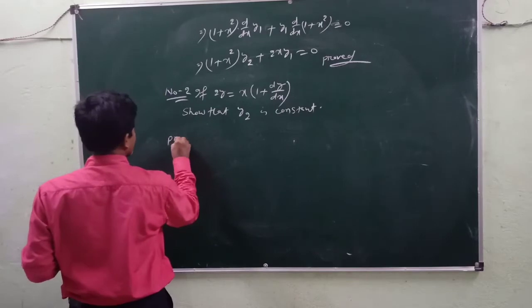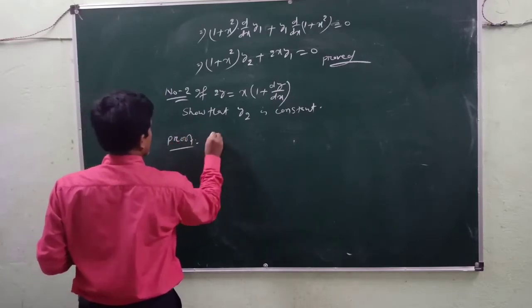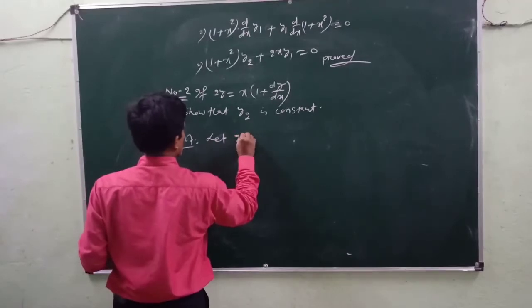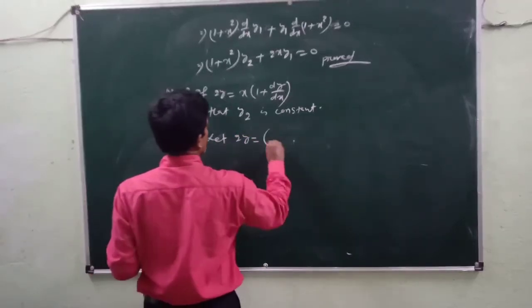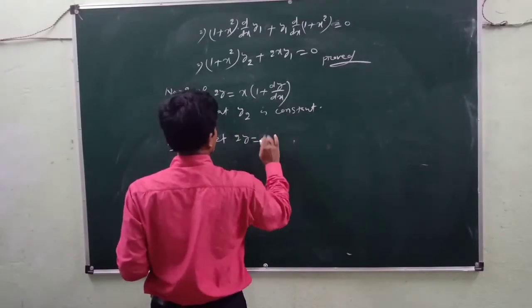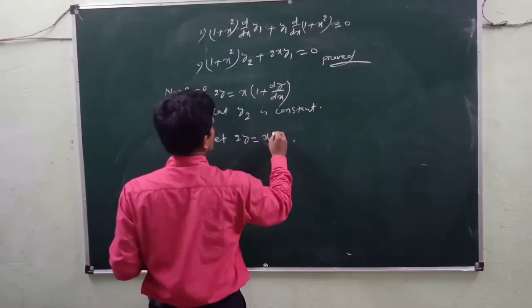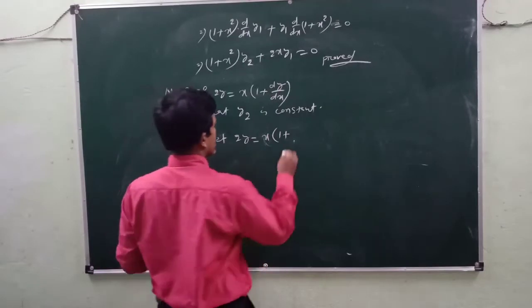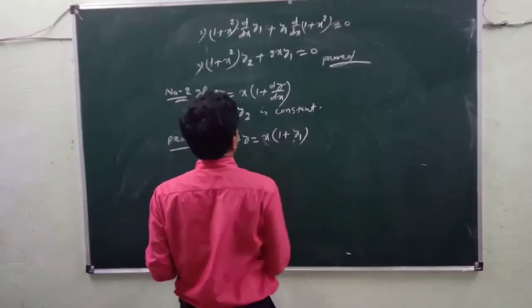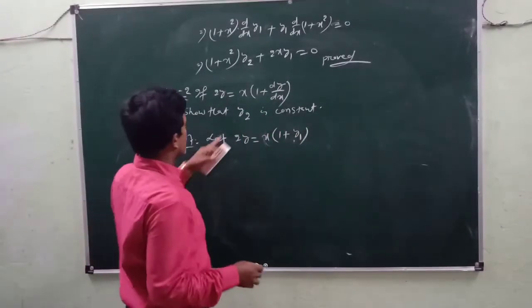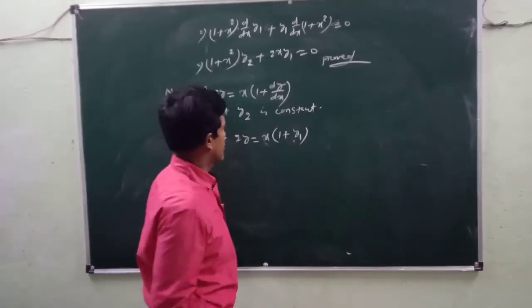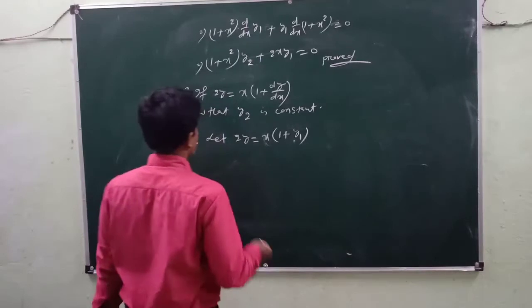Proof. Let 2y equal to x into 1 plus dy by dx. I write y1 because in the question it is given y1, y2 this time, so dy by dx I write y1.